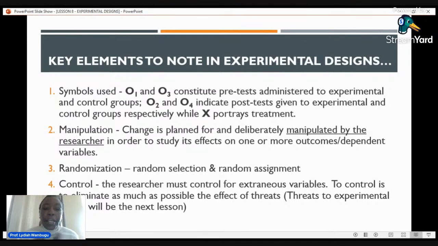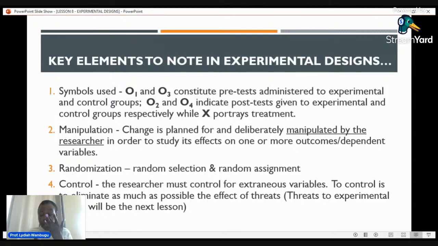Key elements to note in experimental design. Number one, the symbols that we use in experimental. These ones are only used in experimental. It is O, 1, 2, 3, 4, and X. Those 5 symbols are key. Now, the odd numbers represent pre-tests. The even numbers represent post-tests.